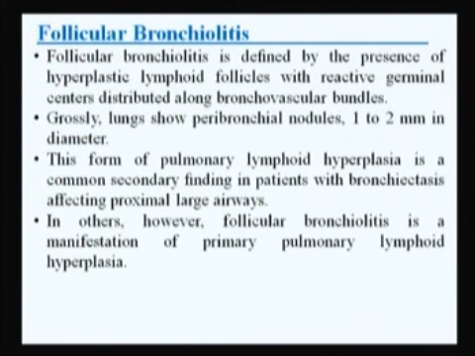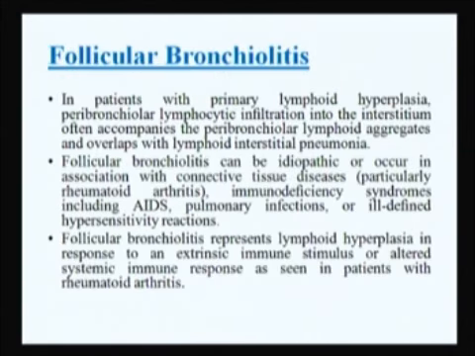A few words on follicular bronchiolitis that I had to learn. So follicular bronchiolitis is defined by the presence of hyperplastic lymphoid follicles with reactive germinal centers distributed along the bronchovascular bundles. Grossly, the lungs will show peribronchial nodules, 1 to 2 millimeters in diameter. And this form of lymphoid hyperplasia is a common secondary finding with patients that have bronchiectasis affecting the proximal large airways usually. In others, however, this is a manifestation of primary pulmonary lymphoid hyperplasia.